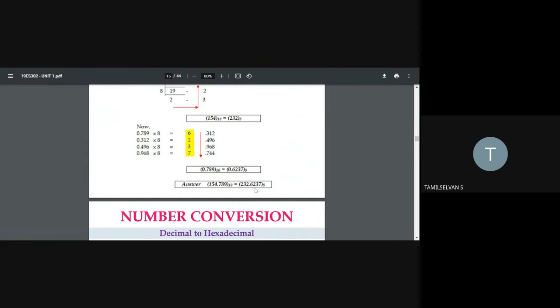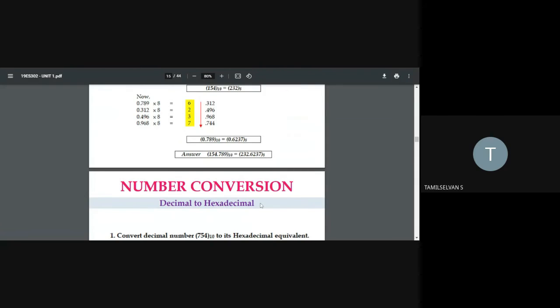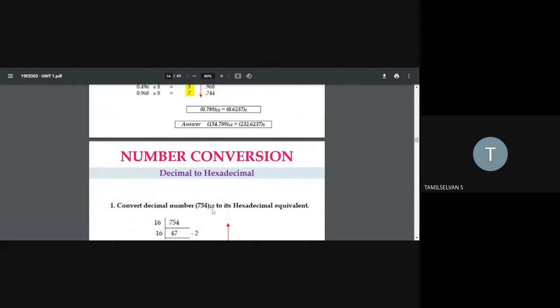So next I can move to another number conversion, decimal to hexadecimal. I have already told you that the base value of the hexadecimal number is 16, so I can use the LCM method by 16 while converting decimal to hexadecimal. We can go directly to an example: 754 to the base 10 to its hexadecimal equivalent.